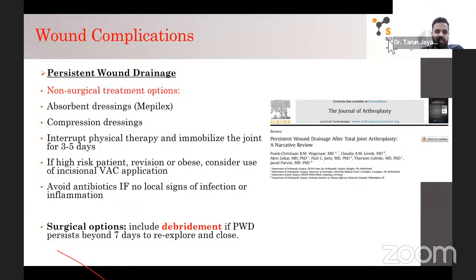When do you go ahead with surgery? You only go ahead with surgery, which is just a local debridement, if the wound drainage is persistent beyond 7 days.